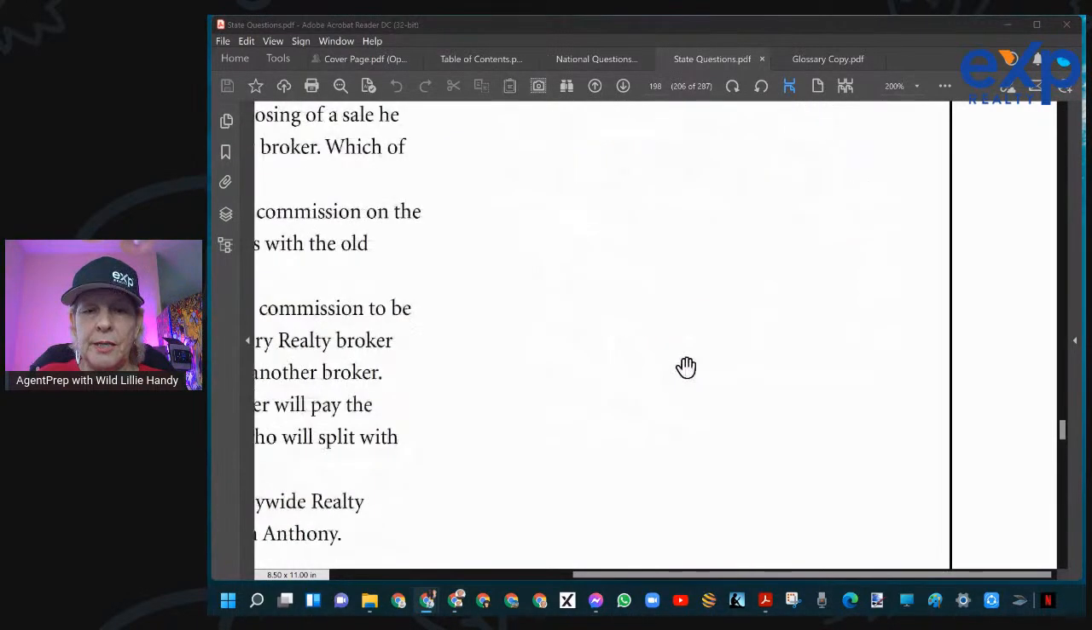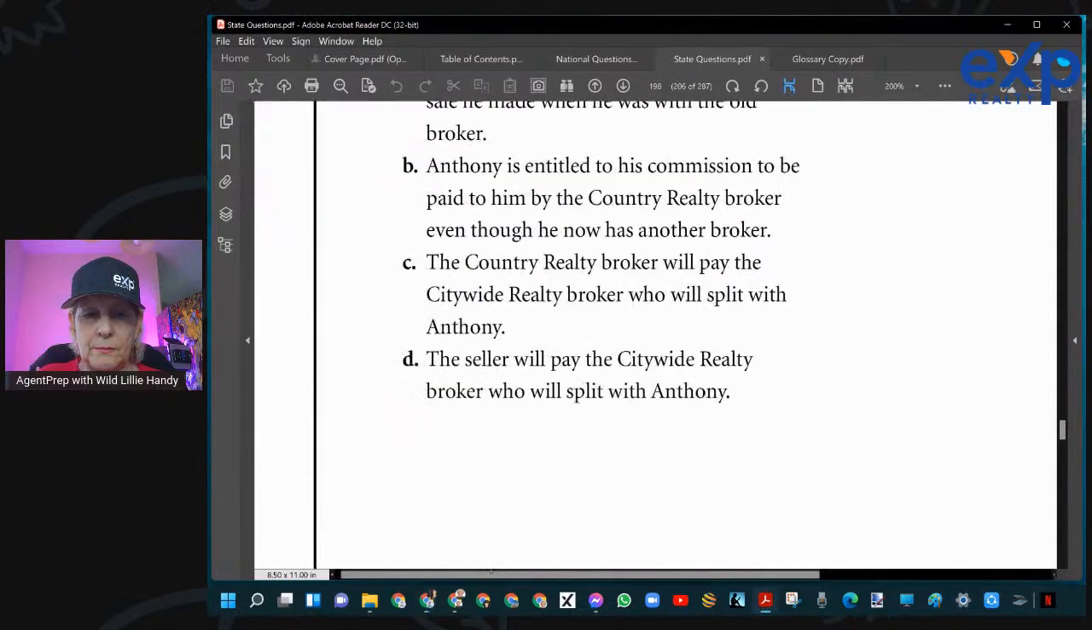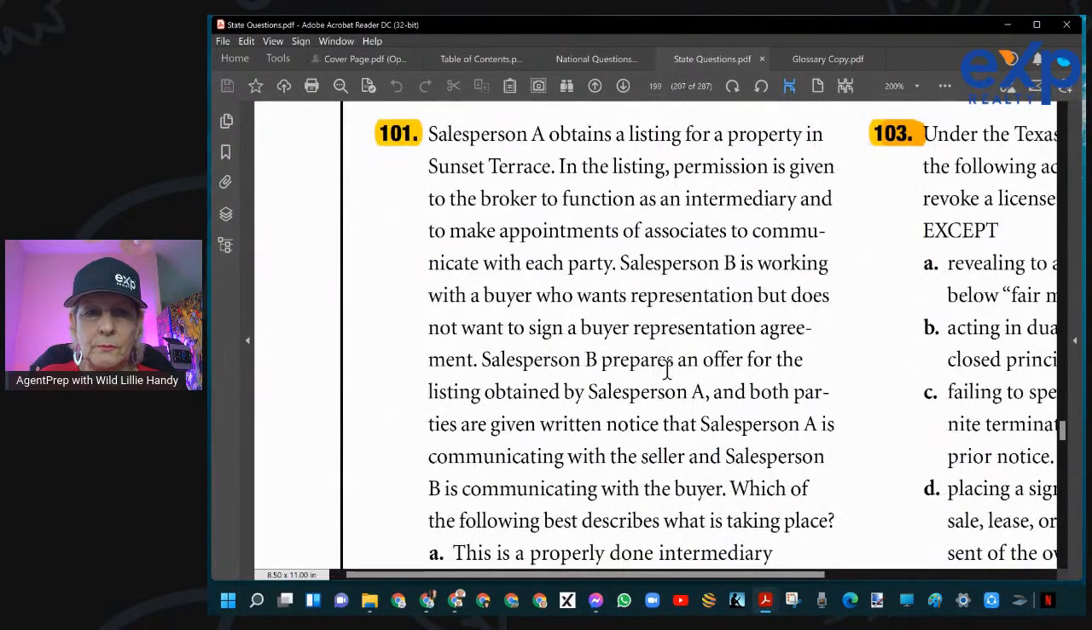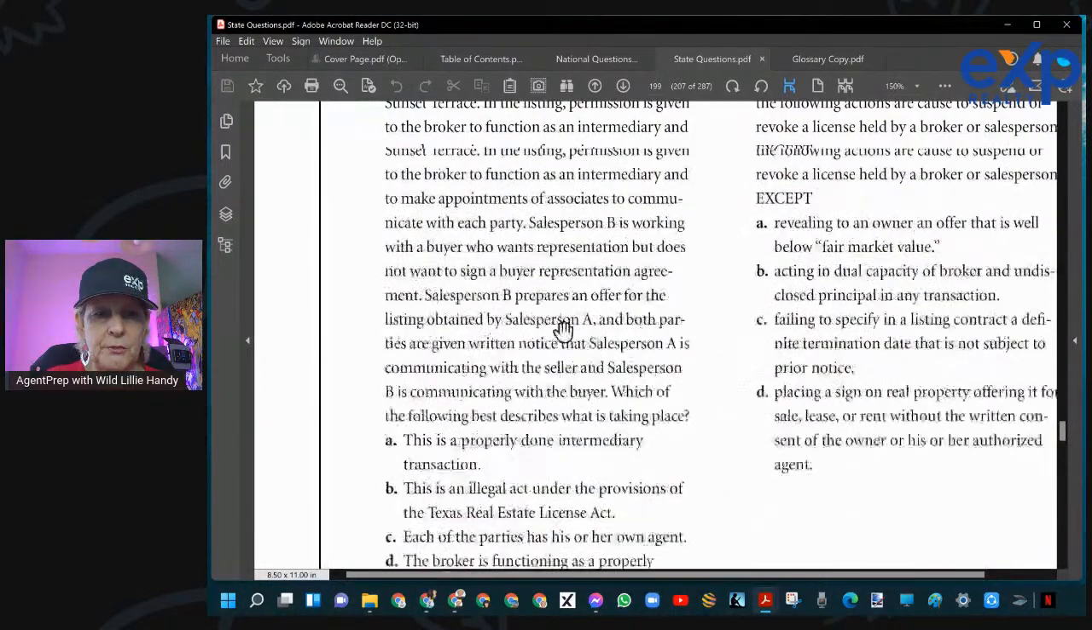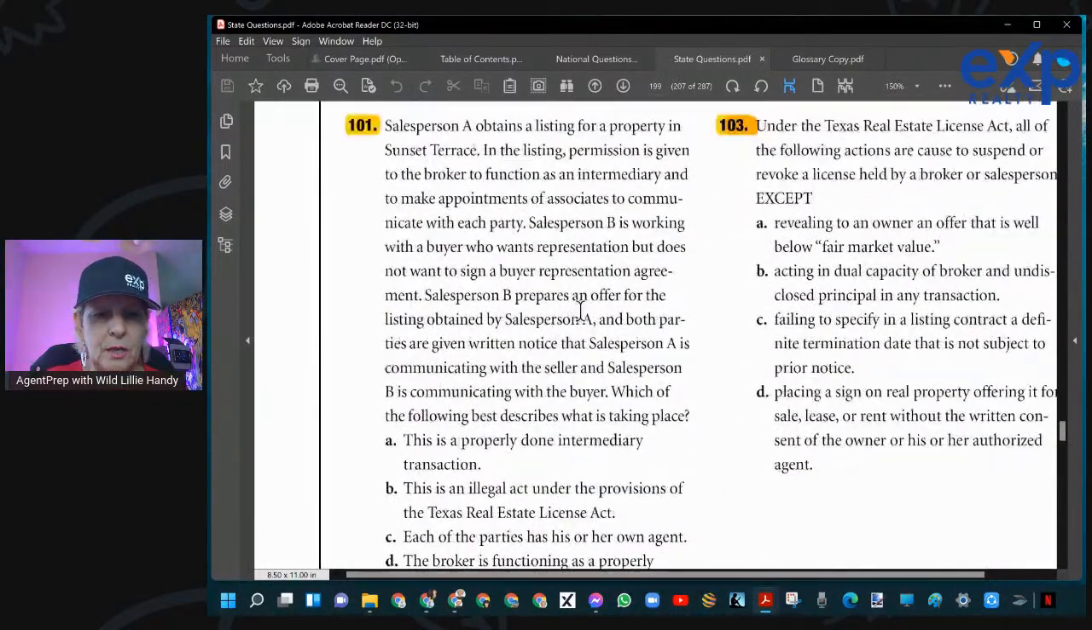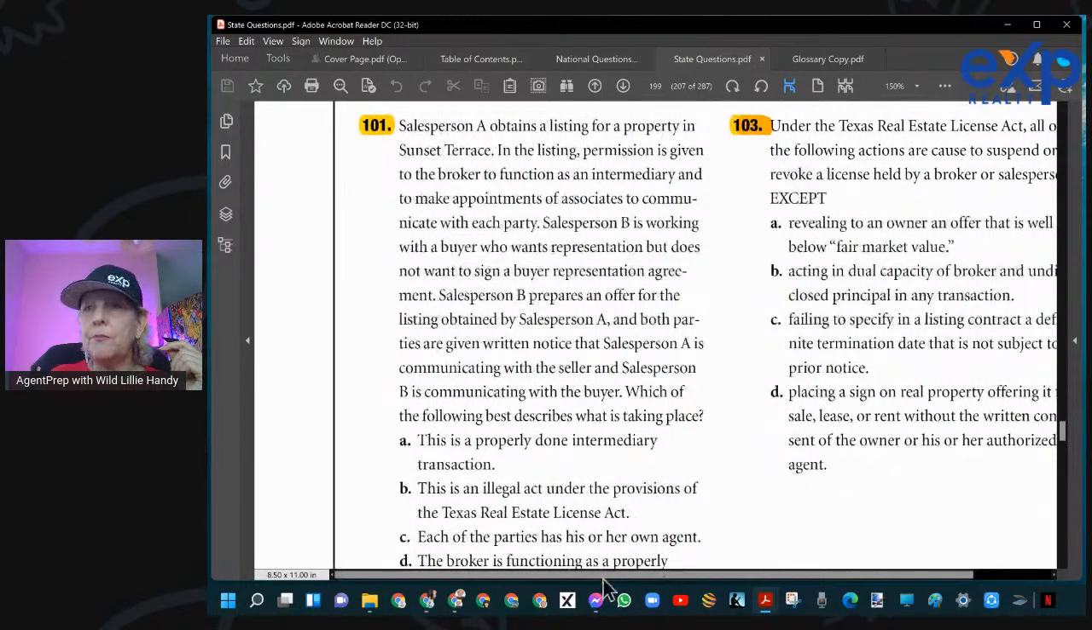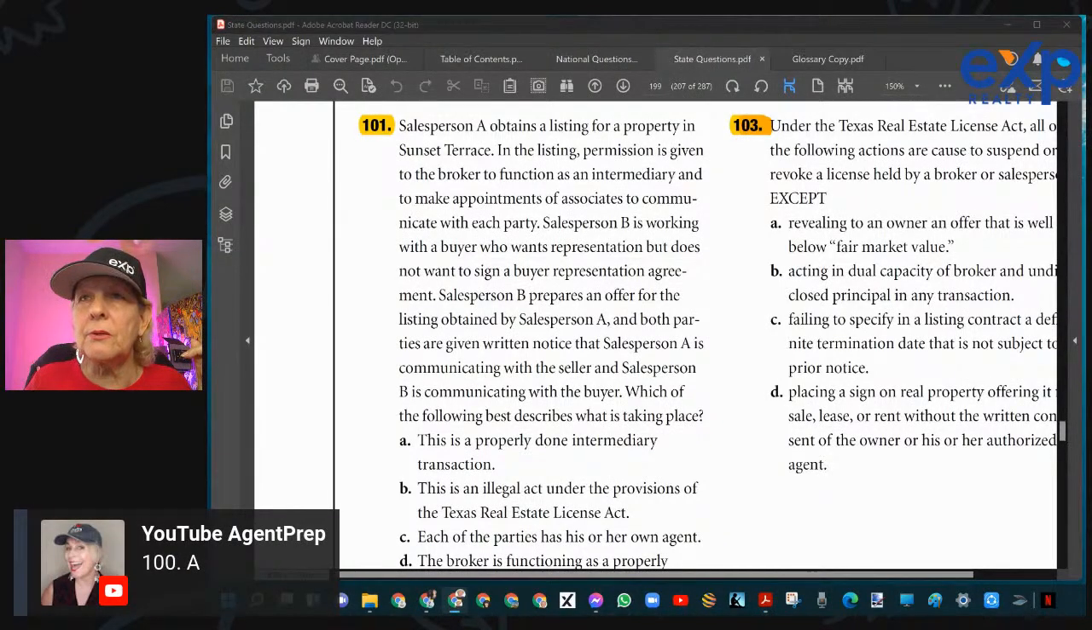All right, 101. Okay, I need to reduce the screen in order to see it all. I think that'll work there. Okay, 101. So did I show the answer? There.